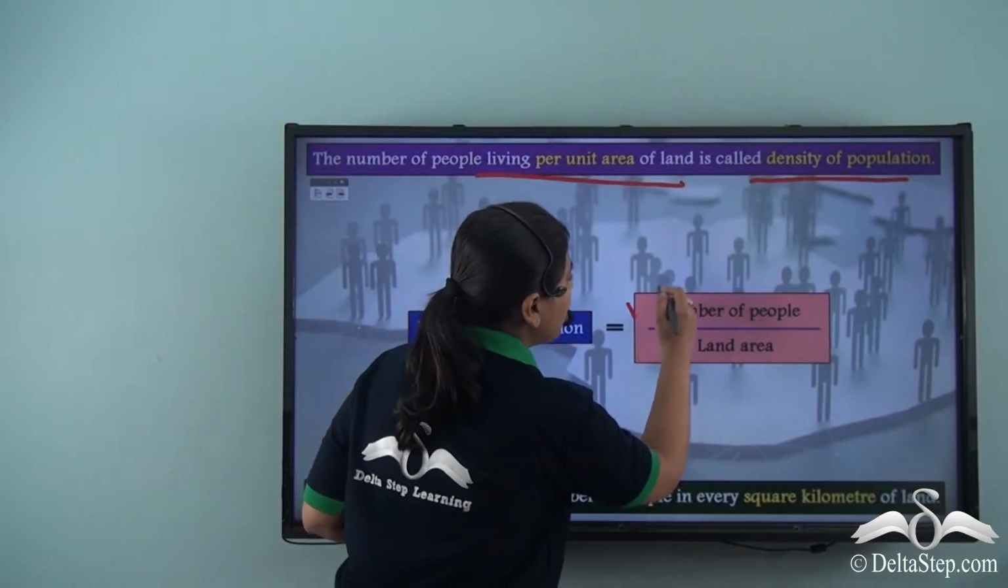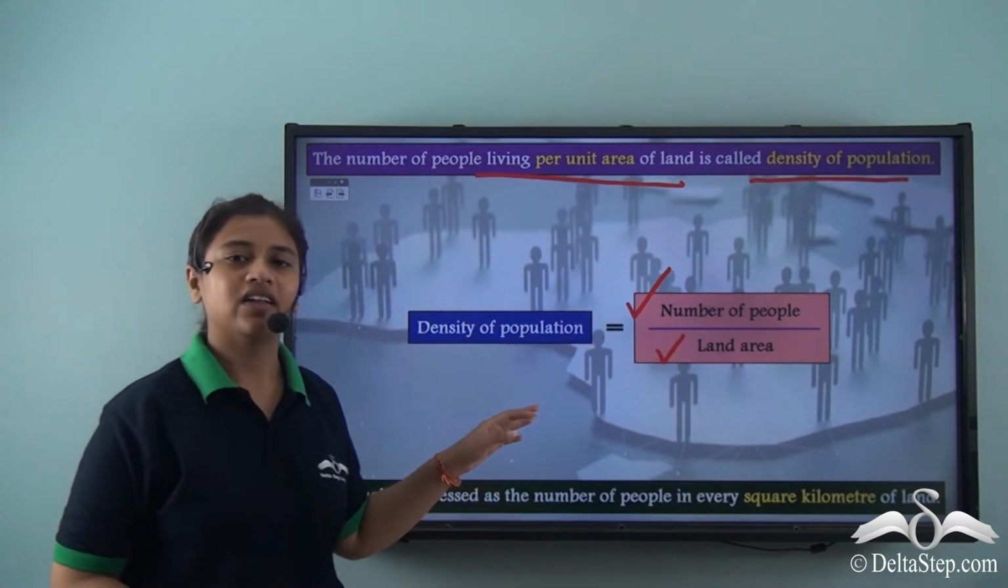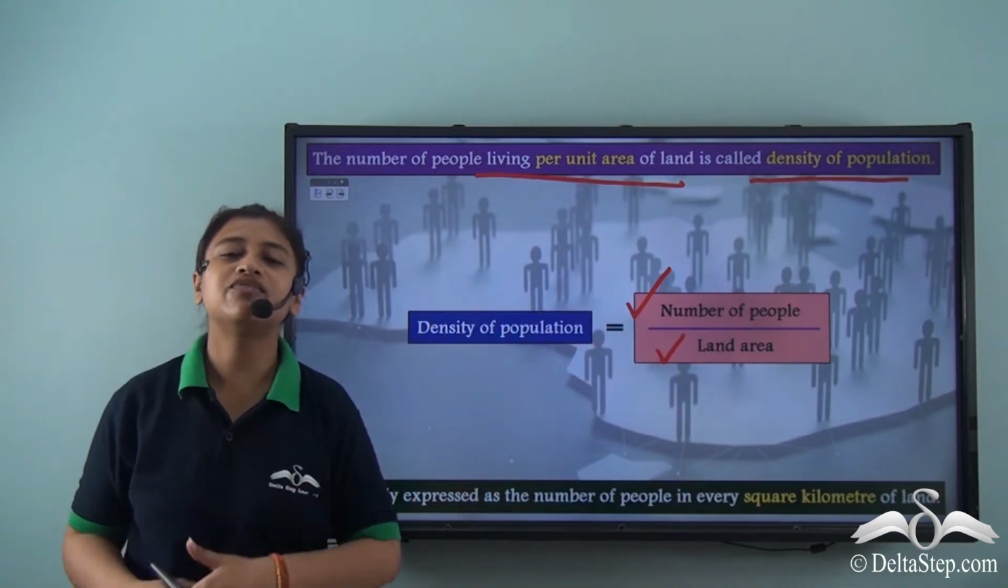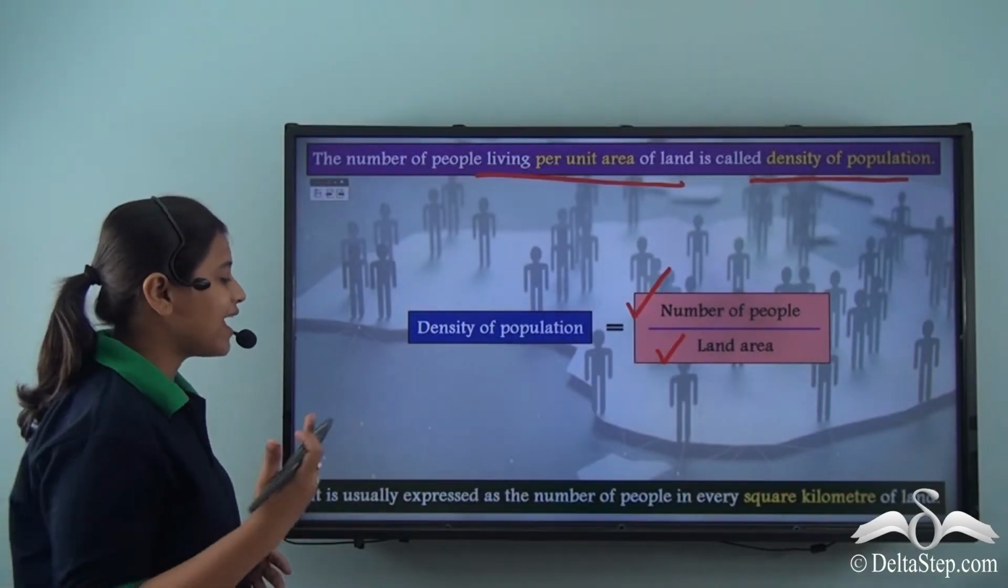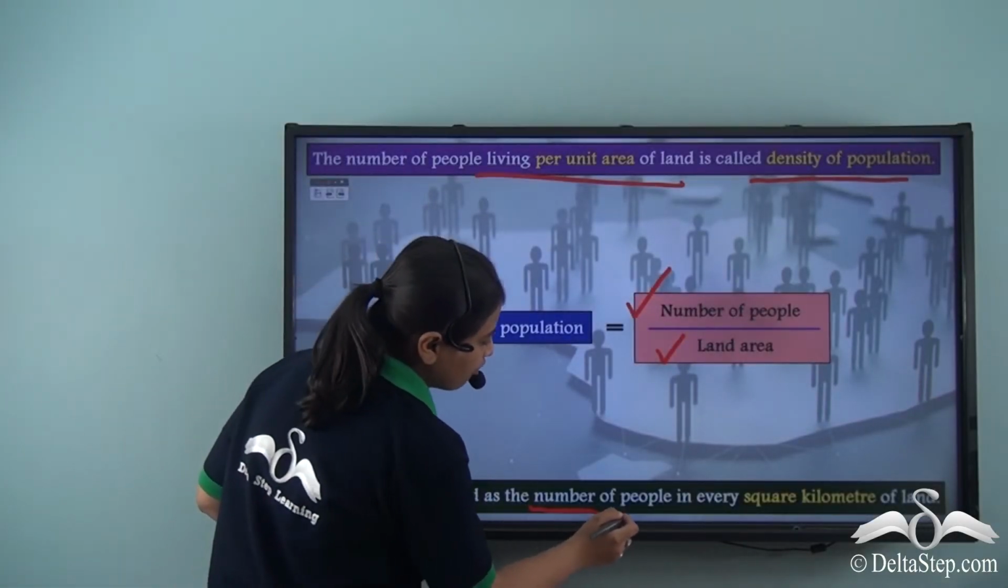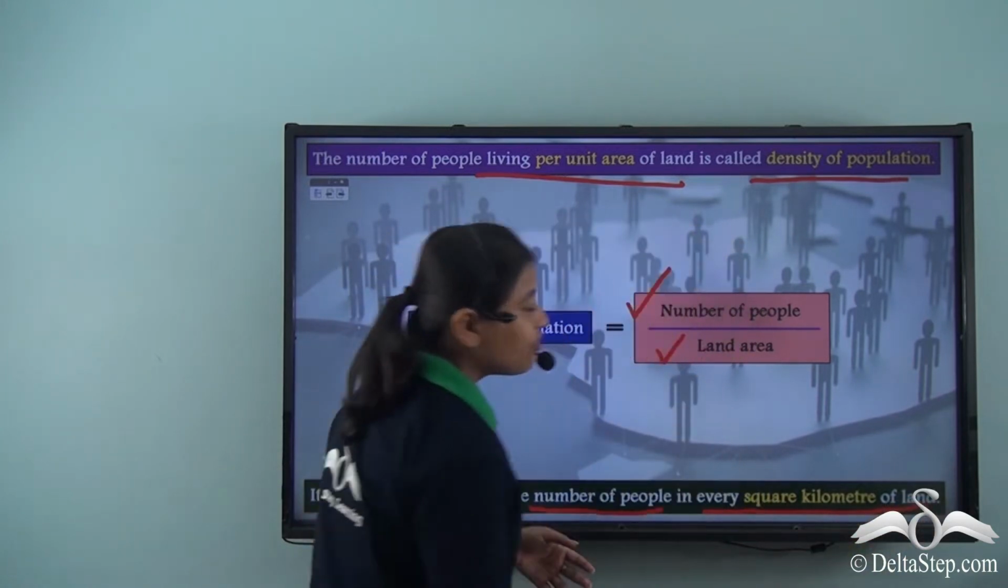And what do we have? We have the number of people living per unit area of land. So this is a simple formula to find out the density of population. Population density is usually expressed as the number of people in every square kilometer of land.